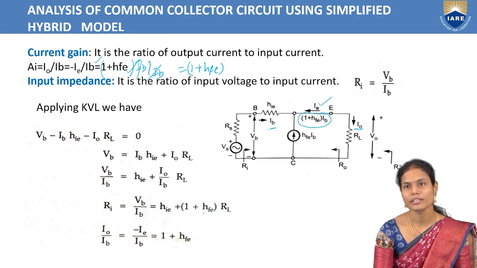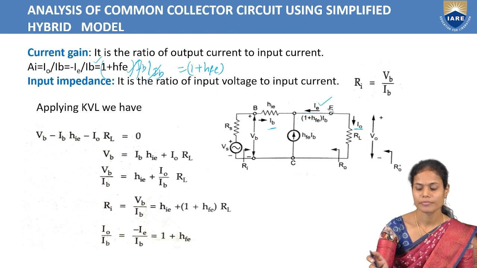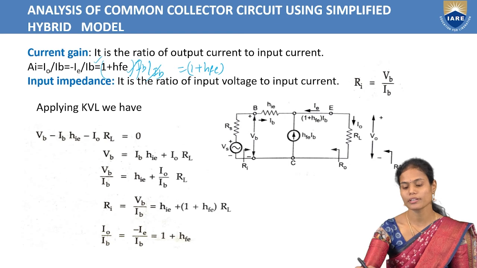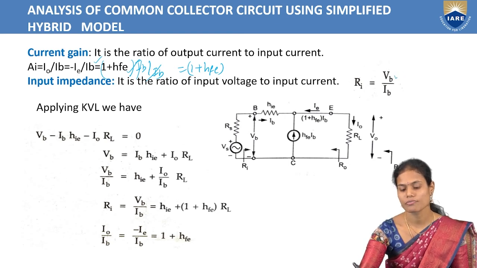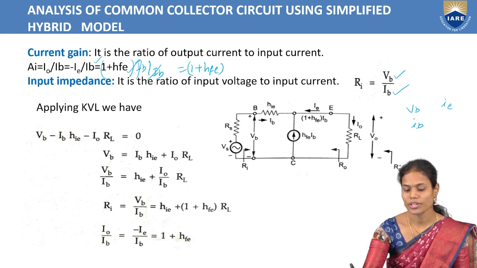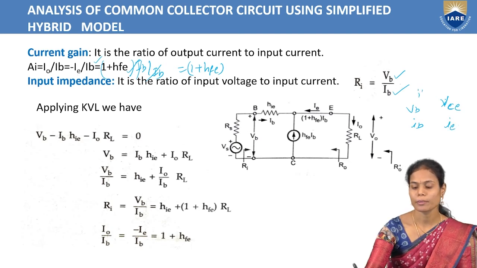And similarly, to find the input impedance, it is the ratio of input voltage to input current. So in this case, input voltage is VB, input current is IB. And similarly, the output voltage is VCE and the output current is I0. These are the input parameters. These are the output parameters.